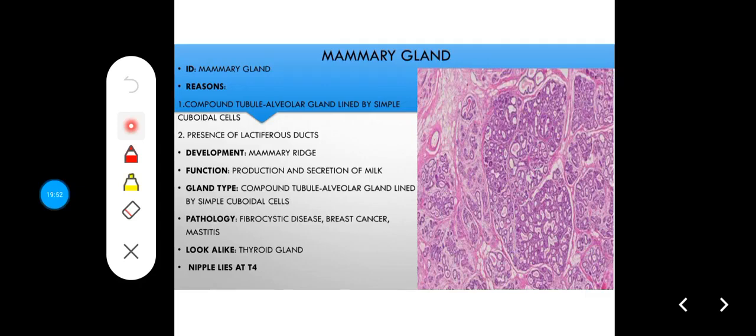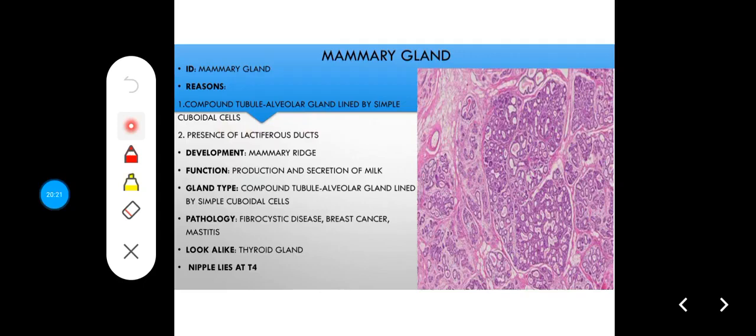So the mammary gland is a glandular organ that is suspended within an abundant stroma which contains fat cells. The reasons for identifying the mammary gland include the compound tubuloalveolar gland lined by simple cuboidal cells, then the presence of lactiferous ducts, so the ducts and the glands.